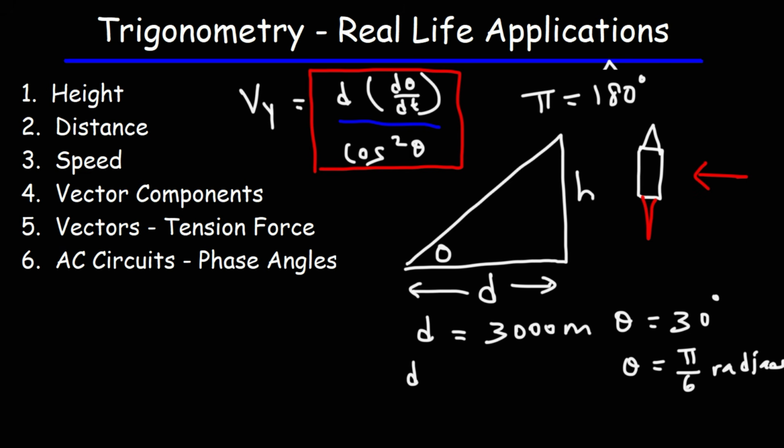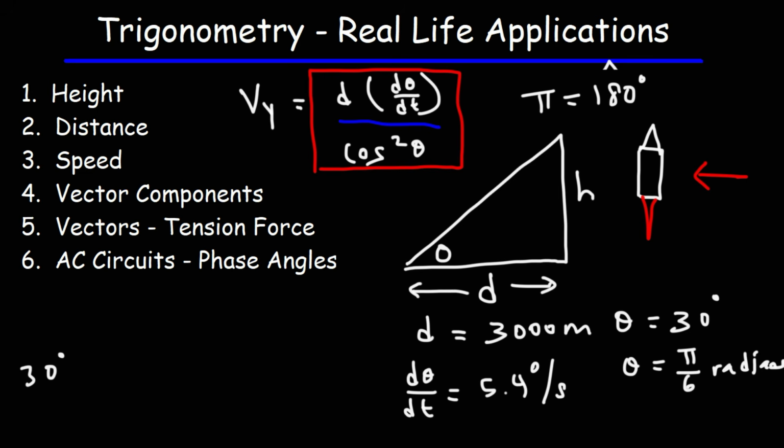Now the other thing we need is the rate at which the angle is changing. So let's say 1 second later, the angle went from 30 degrees to 35.4. Now this is a crude estimate, but you could say that the angle is changing 5.4 degrees per second. But we need that answer in radians. So to convert degrees to radians, multiply by pi, but divide by 180.